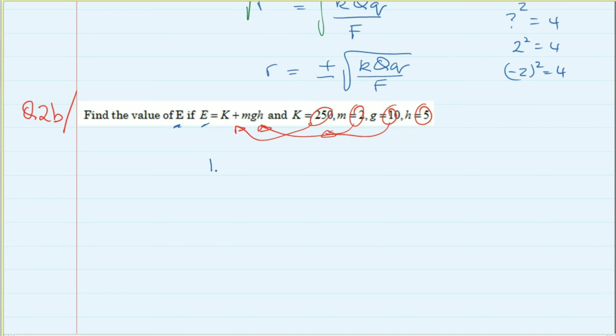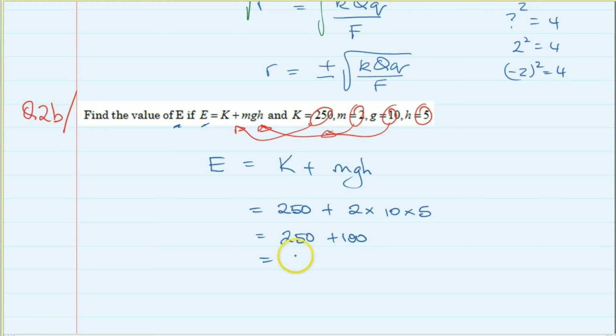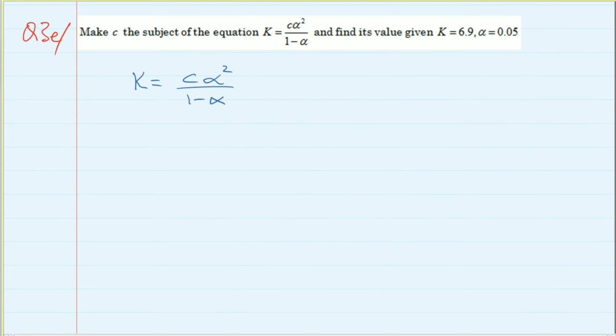So I'm going to start off by rewriting the equation. E is equal to K plus mgh, and now I just substitute my values. That's equal to 250 plus 2 times 10 times 5, and obviously 2 times 5 is 10, times 10 is 100, so that's 250 plus 100 is equal to 350. And that's all we need to do here. It's a very straightforward question.